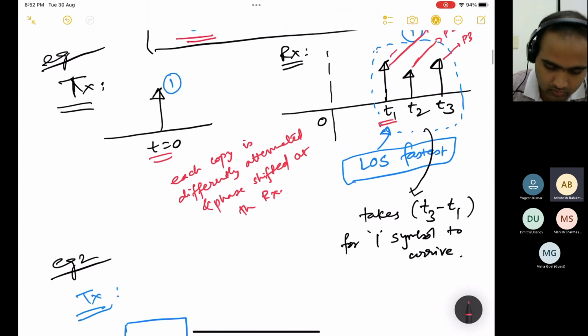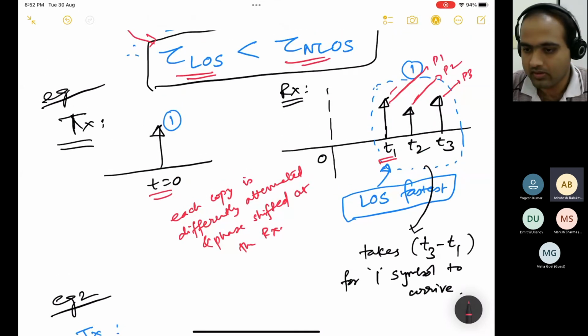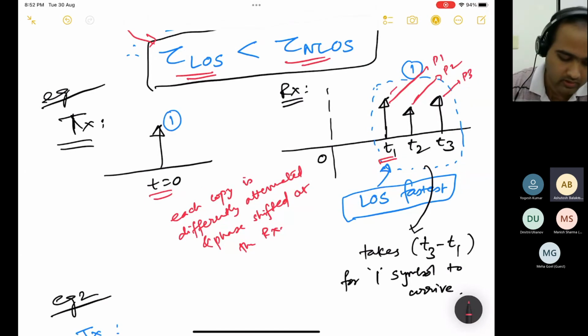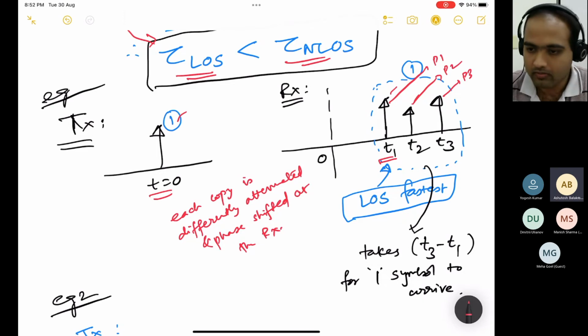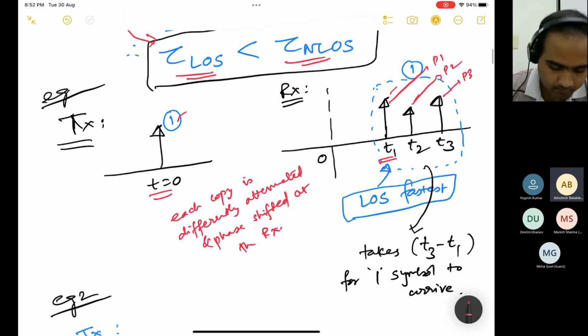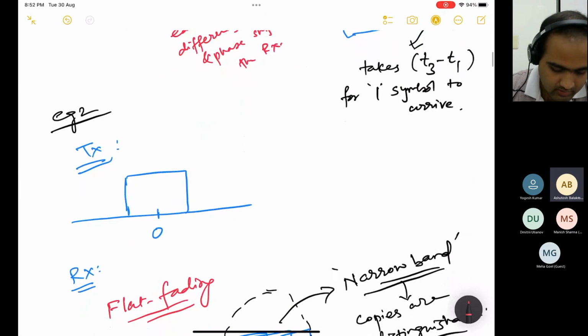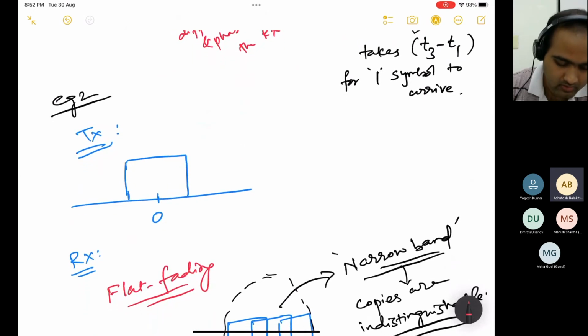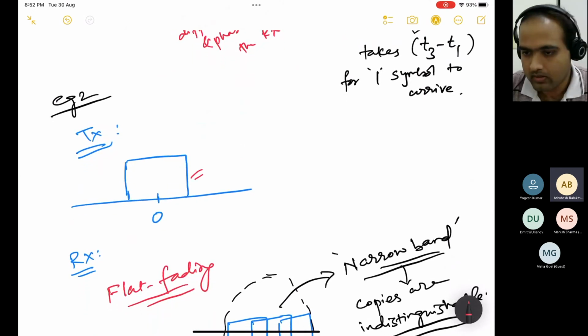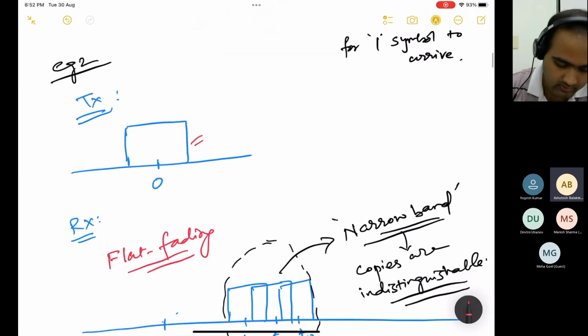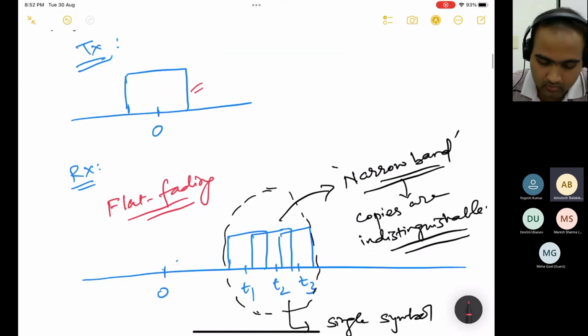So all these 3 copies which you are receiving are actually of the same symbol, say symbol 1, right? So you are transmitting some symbol 1, and of symbol 1 you received 3 copies. Now let's take another example and say instead of an impulse, you are transmitting a square signal.